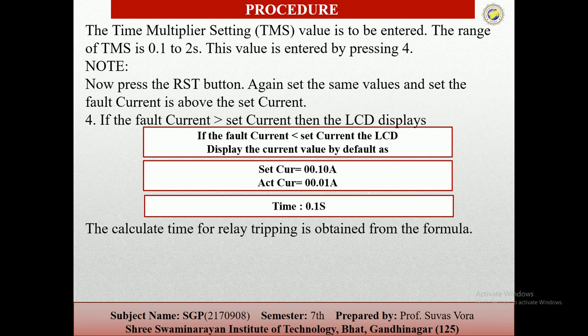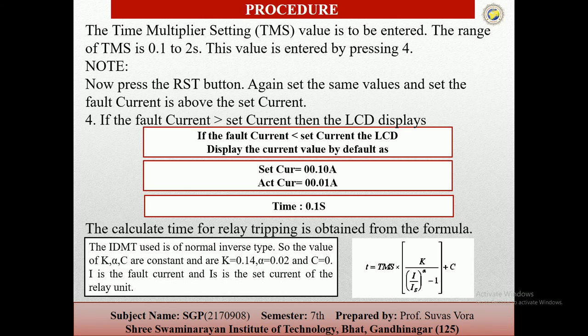So the calculated time for the relay tripping is obtained from the formula, and the formula is T equal to TMS value into K upon (I by IS) raised to alpha minus 1, plus C. Here the IDMT used is of a normal inverse type, so the values of K, alpha and C are constant. Here K is 0.14, alpha is 0.02 and the constant C is 0. I is the fault current and IS is the set current.